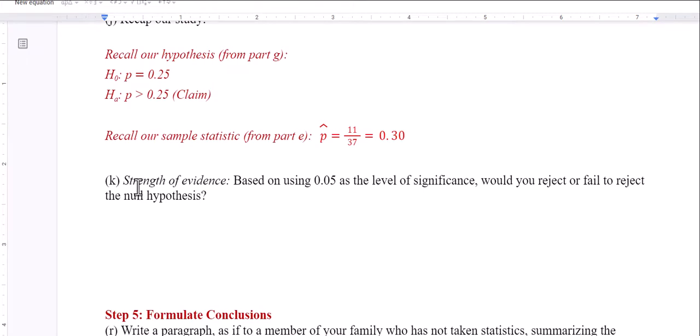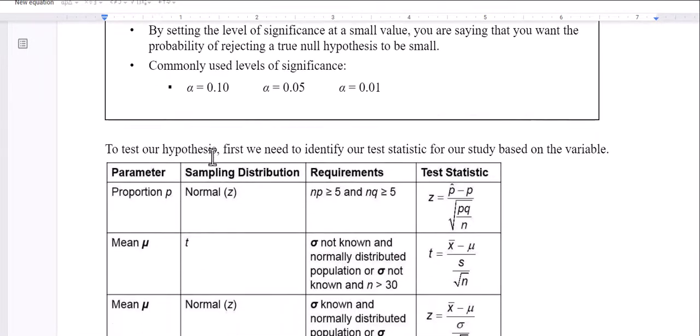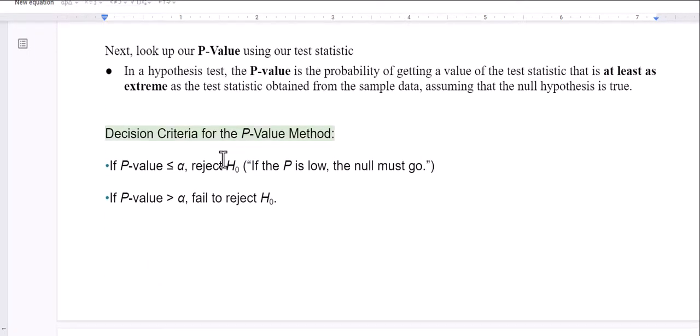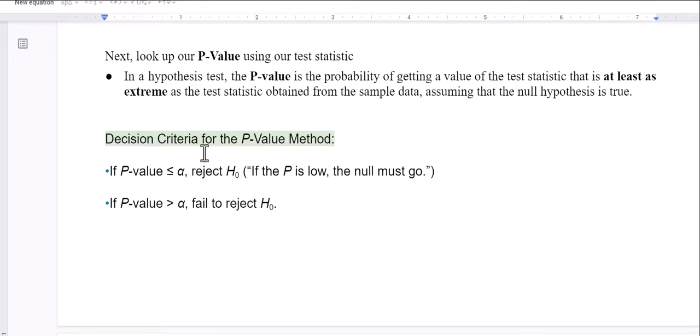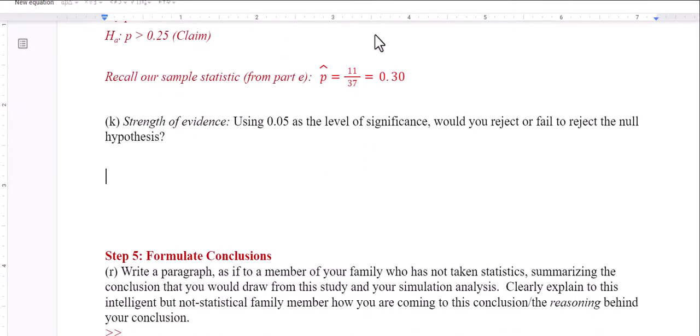So now we're going to conduct a strength of evidence. Using 0.05 as the level of significance, would you reject or fail to reject the null hypothesis? All right, so how do we decide that? Let's go through what we have to do. First, probably check that the requirements are met, then find the test statistic, then find the p-value, and then make the decision whether we reject or not. So let me type those up real quick.